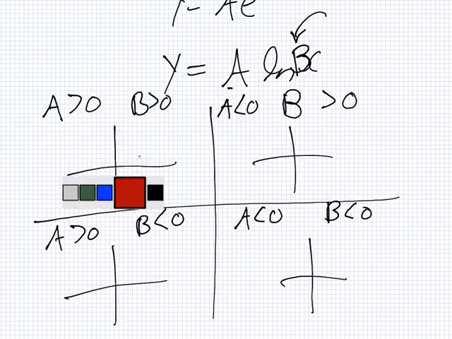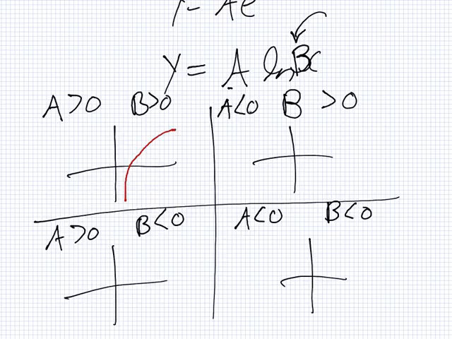Okay, so the first one, A is positive, B is positive, goes like this. Next one, A is positive, B is negative. It flips around to the other side, so it goes like this. A is negative and B is positive, so it's like this. And lastly, A is negative and B is negative. Flip and flip.